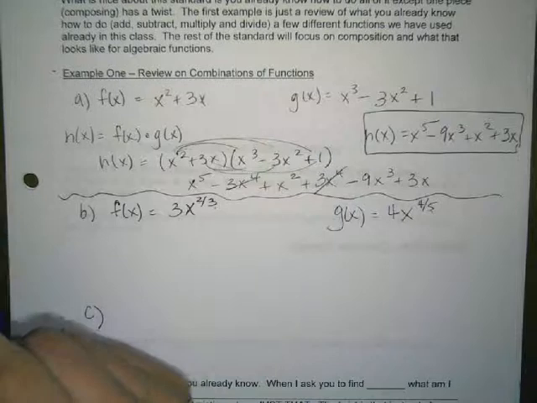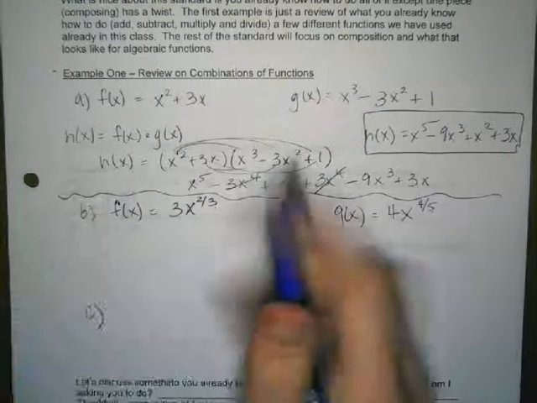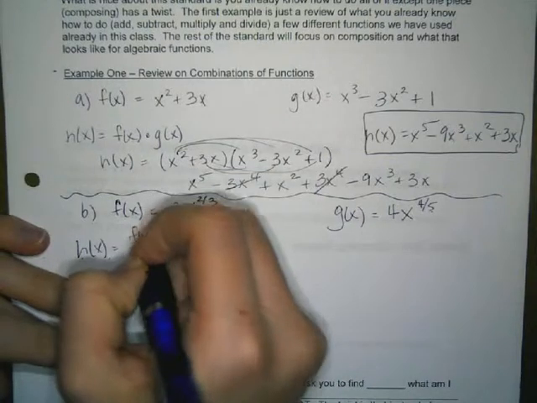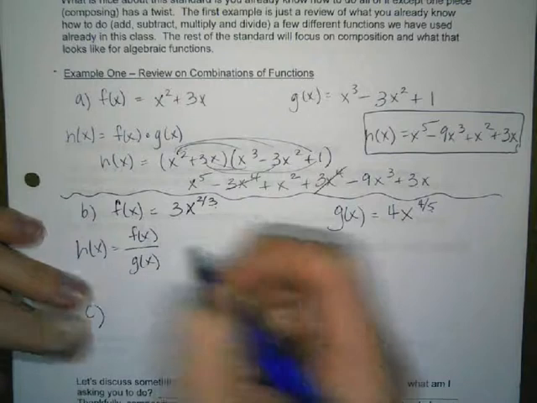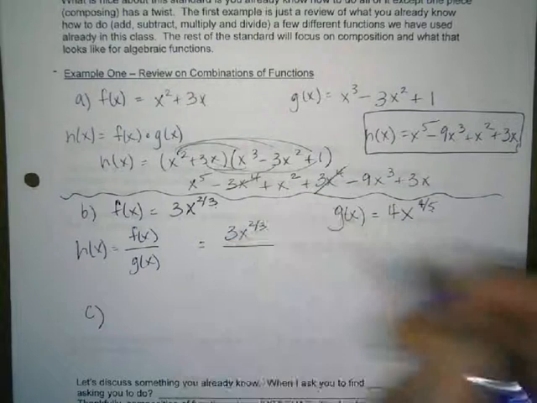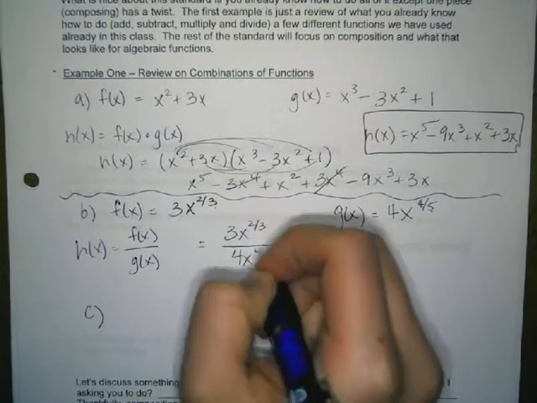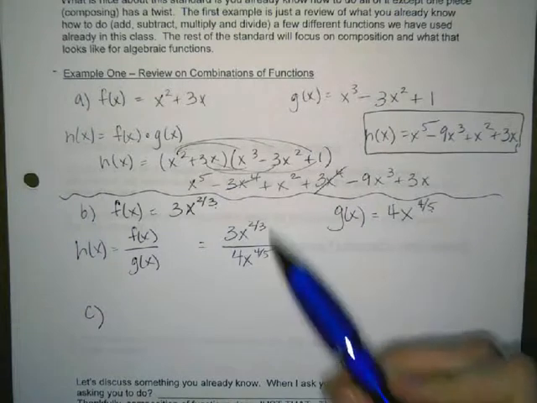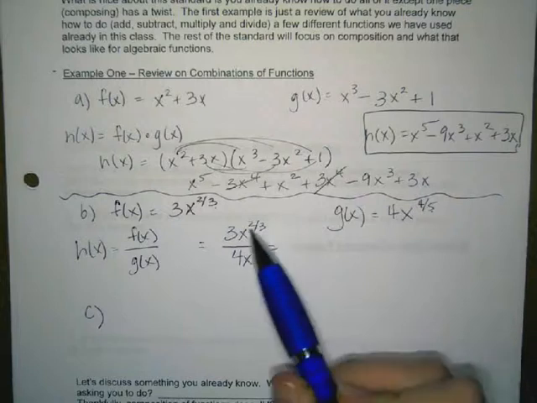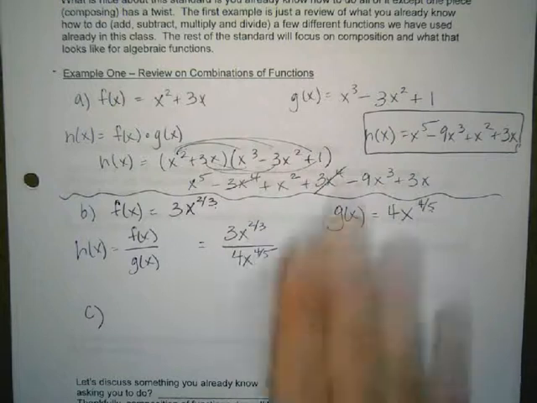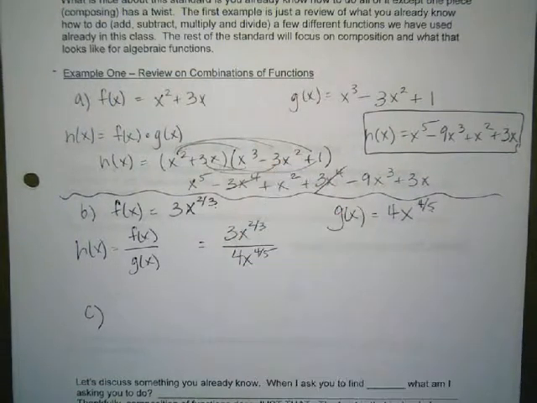But instead of converting them to radical form, we're going to leave them as is, because the combination I'm going to ask you to do is f of x divided by g of x, which would look like this. 3x to the 2/3 divided by 4x to the 4/5. Now, we've dealt with properties of exponents before. So if you were to look at this as 2 pieces here, we have 3/4. If you can't reduce that any more than it is, then just leave it 3/4.